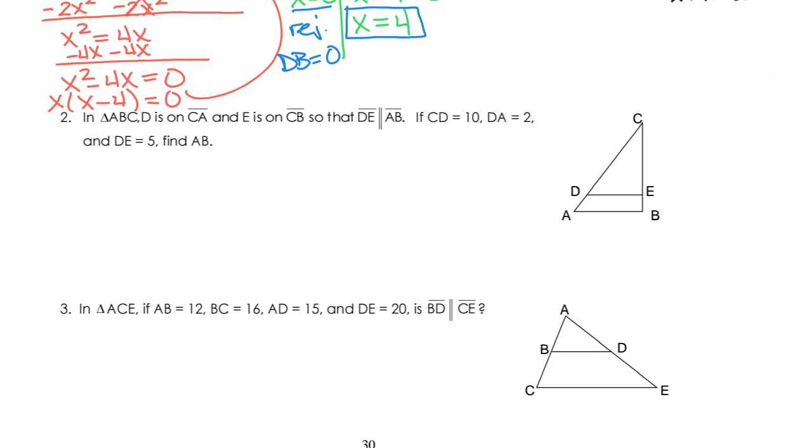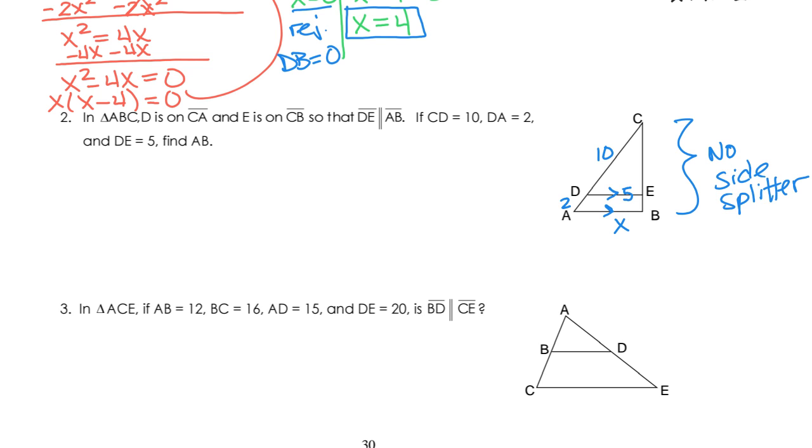We have triangle ABC, and it says that D is on CA and E is on CB, so that DE is parallel to AB. And they're going to tell us that CD is 10, that DA is 2, that DE is 5, and this is a game changer. This is not a side splitter theorem question like the last one, and they want me to find AB. And the reason why it's not a side splitter is because the information that they gave me, the 5 and the x, are not on this side. So no side splitter.